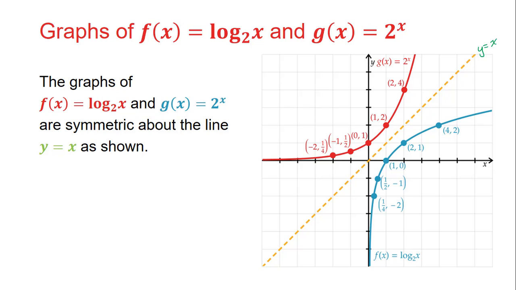But also notice the relationship between the ordered pairs, right? If (x, y) is on the graph of one, then (y, x) is on the graph of the other, right? We interchange the values x and y in the coordinates.